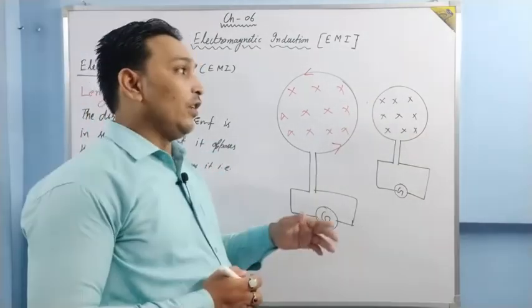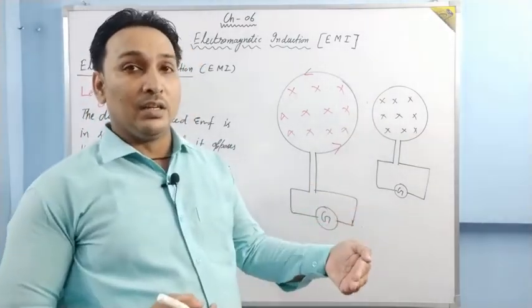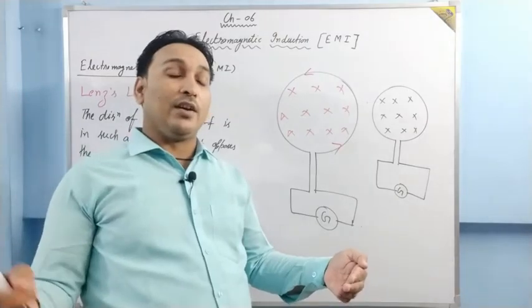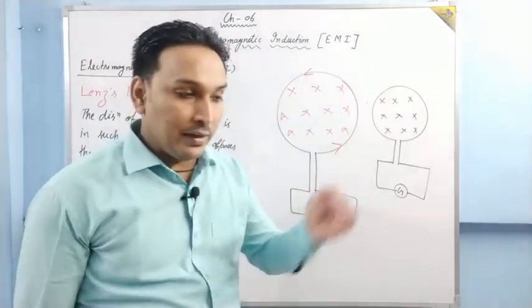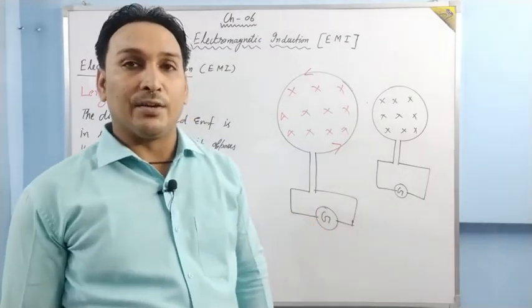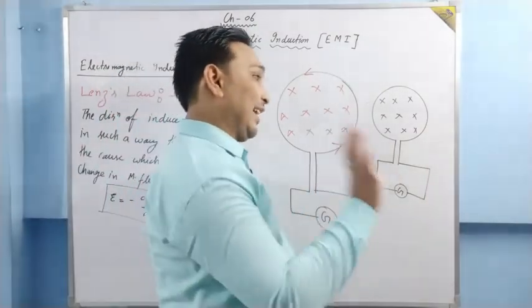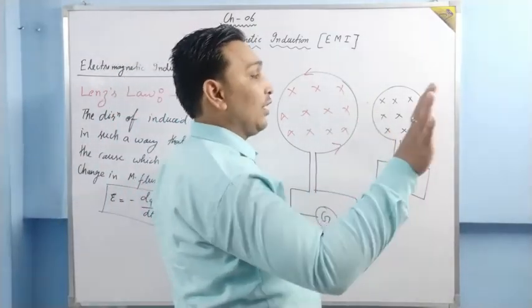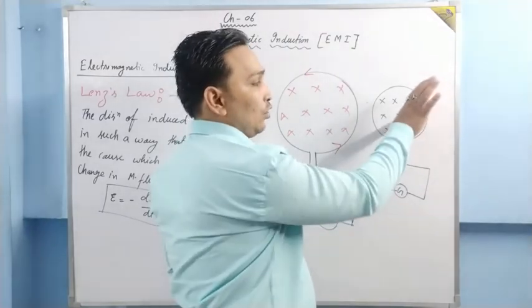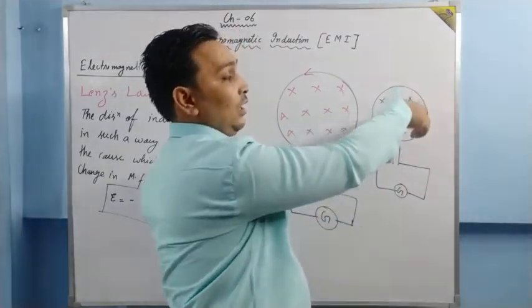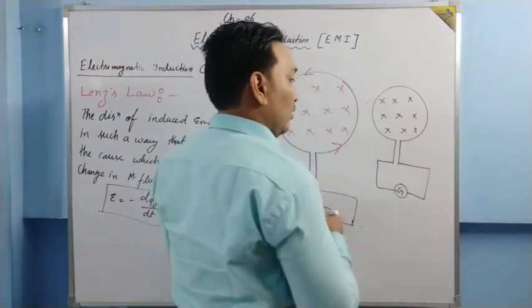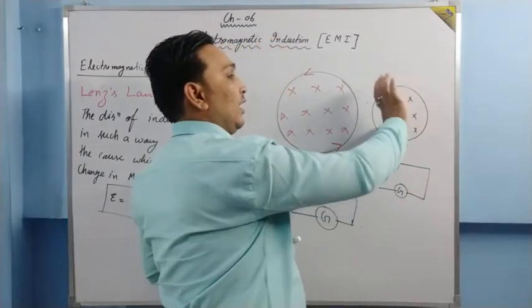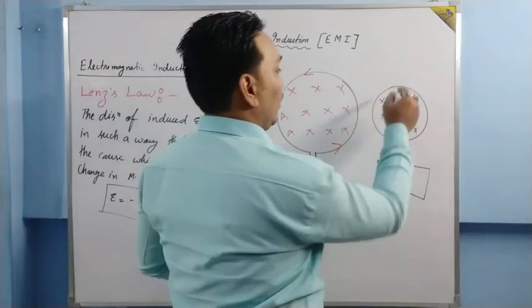The current will be induced in such a manner that the magnetic field of that current should support this magnetic field, so that the decrease in the magnetic field is compensated. So now the direction of the magnetic field of the current should be in this direction only, so that it supports the original magnetic field which is decreasing. Then the magnetic field should be in this direction, and in this case the current will be clockwise.